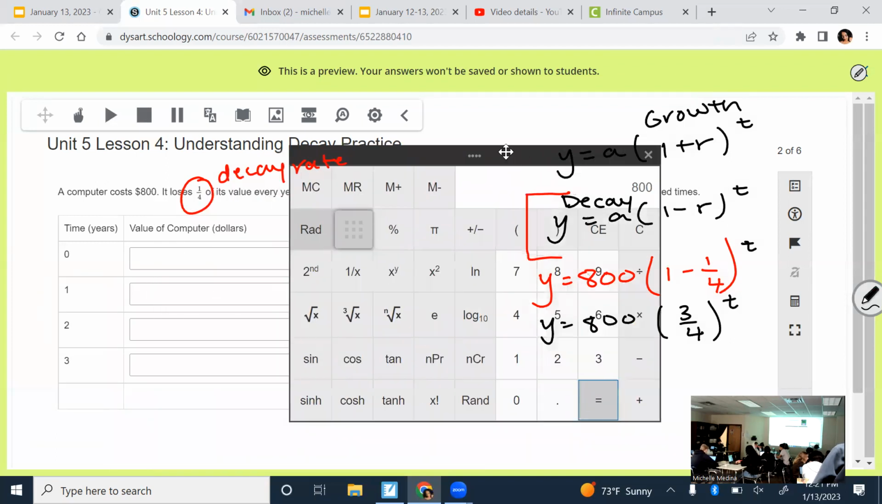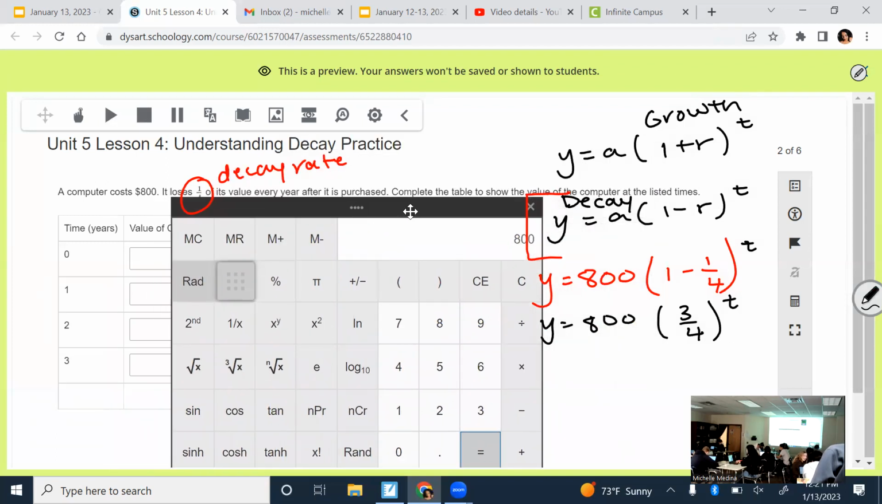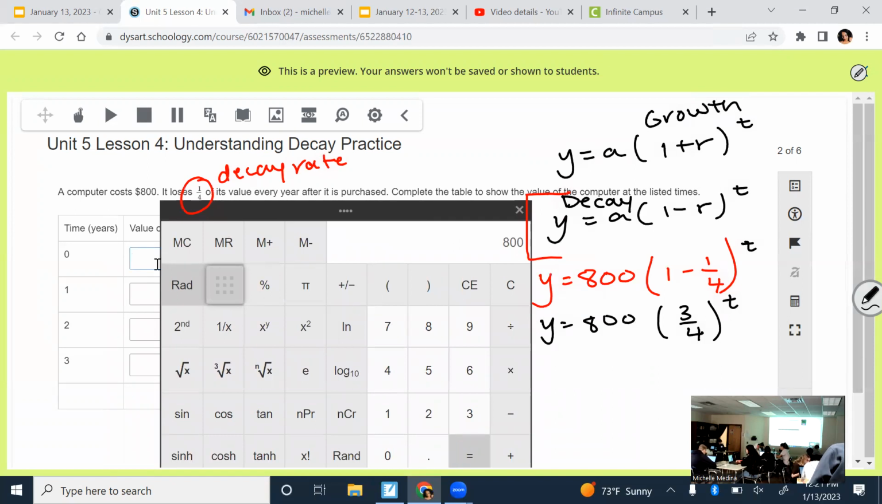Probably could have done anytime T is 0 without having to do the math, because that's always your starting amount. When time is 0, before it's decrease or increase, it's whatever it started with. And then you just keep doing the same thing, but changing the exponent.